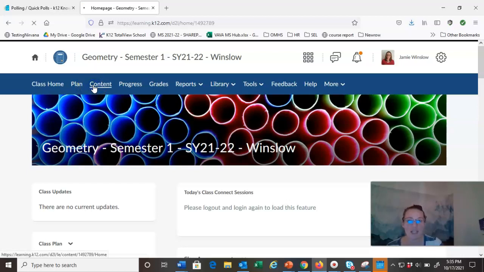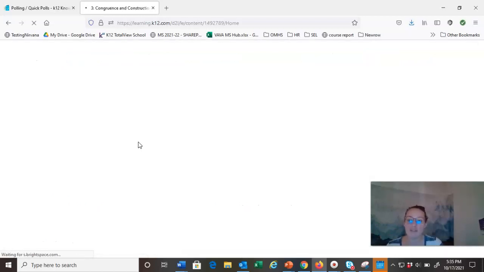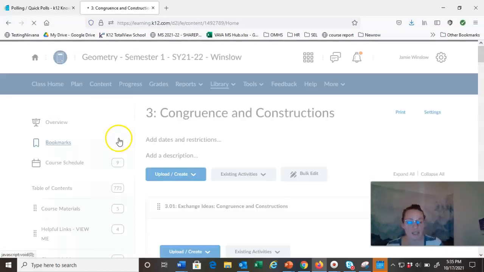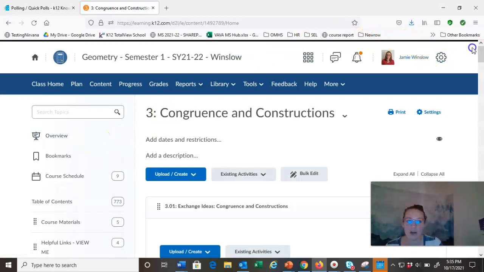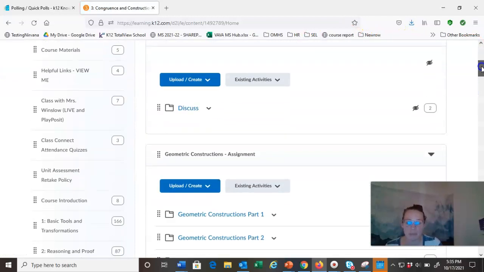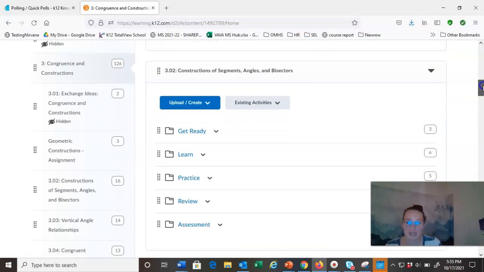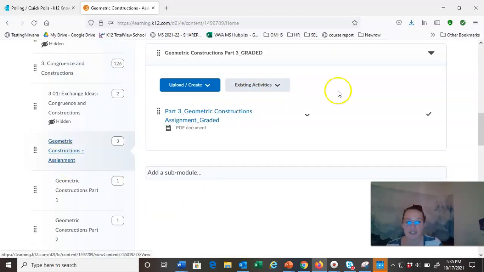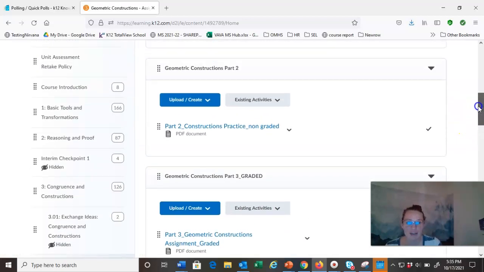But let me just show you in content, which is where those plan links will take you. And there's 3 items to complete. 2 of them are ungraded and 1 is graded. They are all still required, but just 1 has the grade. So you'll find it in our Unit 3 geometric constructions, and there are 3 parts.